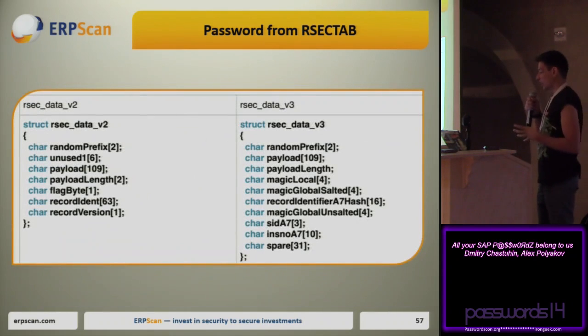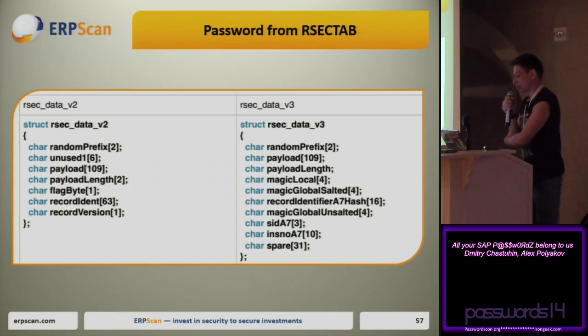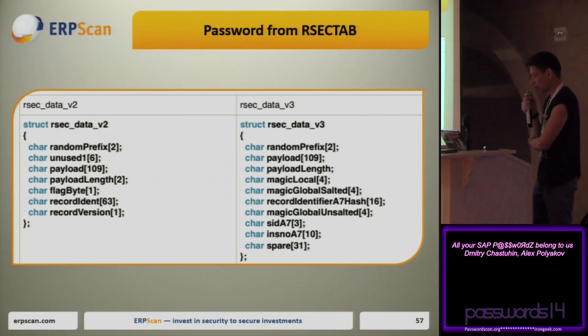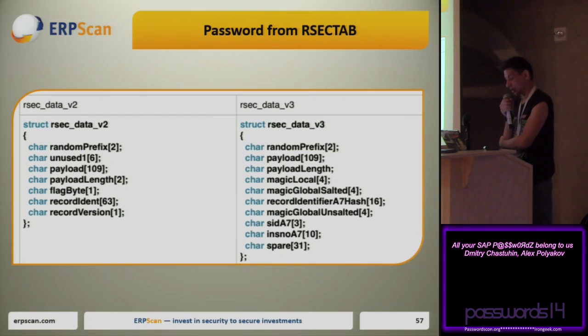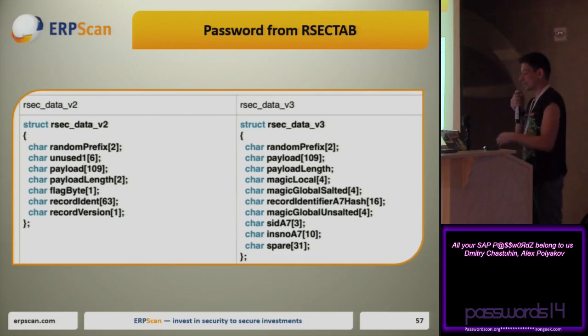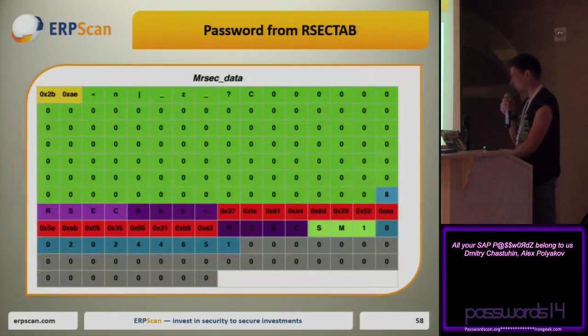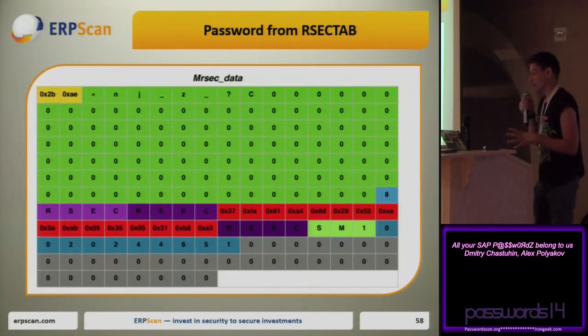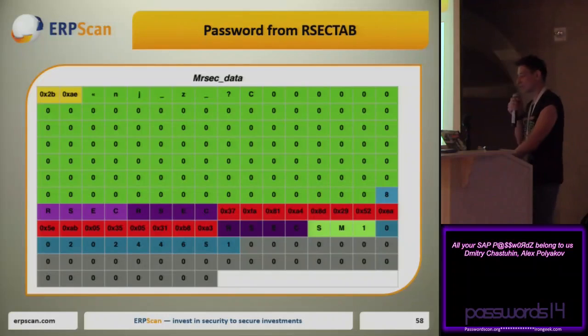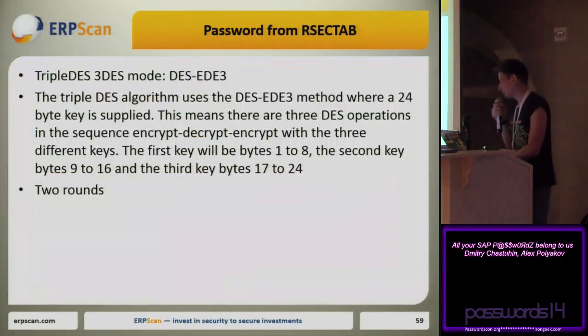How does SAP encrypt this data in security storage? First of all, SAP creates this structure in different versions. Besides data, it also encrypts some additional information like SID, instance number, and some magic values which will be used later. That's how this structure looks. It starts with random numbers, after that the payload, and after that some signatures, checksums, and SID.